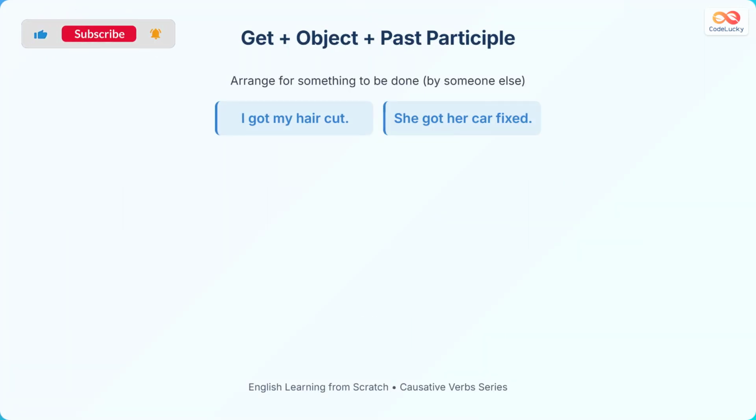When you use get plus object plus past participle, it means you arrange for a service or action to be done for you. For example, I got my hair cut or she got her car fixed. This shows someone else did the action on your behalf.